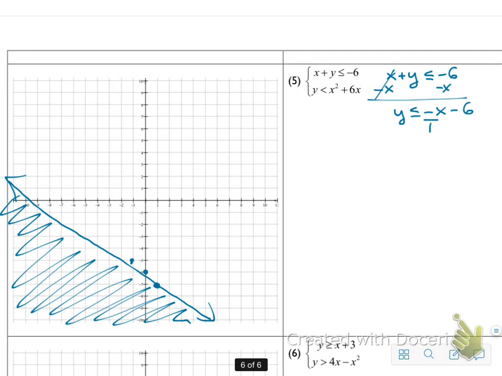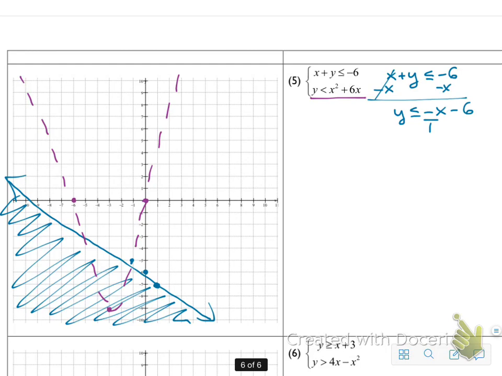The second equation, y is less than x squared plus 6x. Again, you put that in your calculator and you find good points. Some good points in this graph are our x-intercepts, which are -6 and 0, and our vertex, which is -3, -9. Now, this is less than, not less than or equal to, so we're going to have a dashed line. So we have a dashed curve going up, and one on the other side going up.